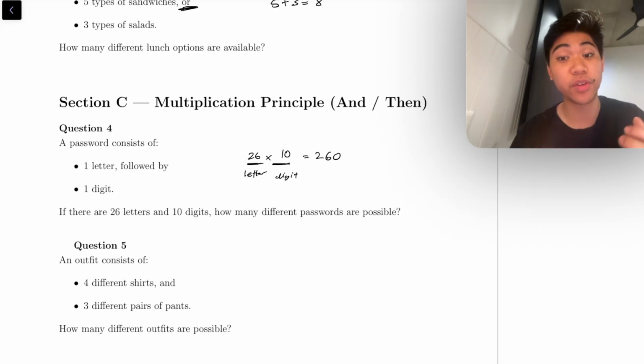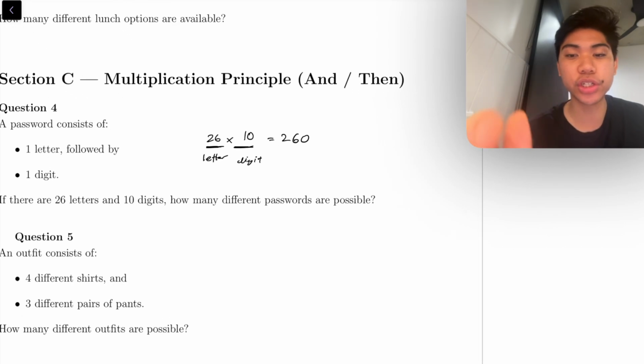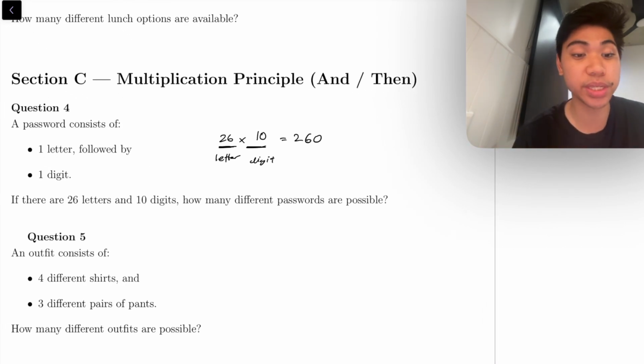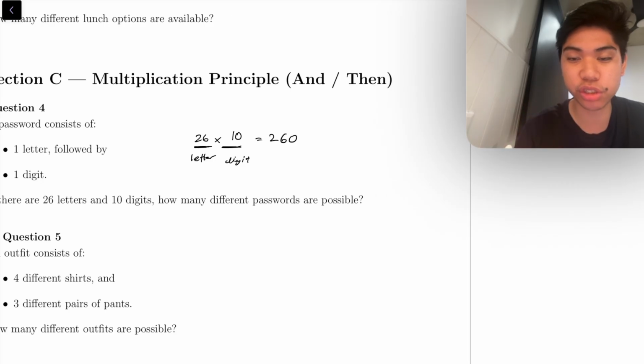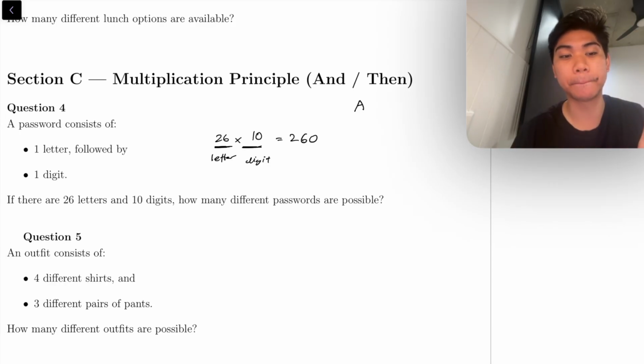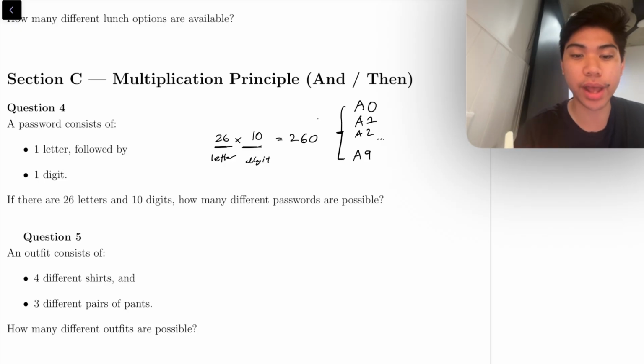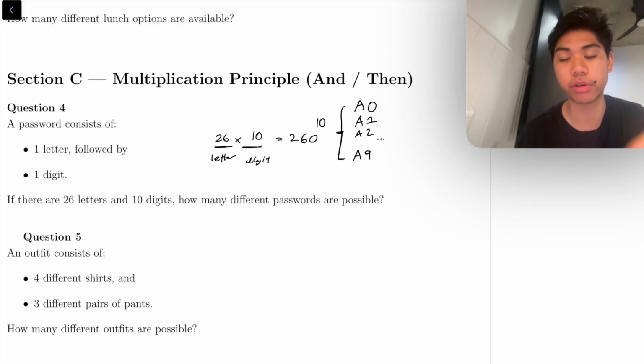Okay, so again, if you want to visualize that and understand why we multiply instead of add, imagine 26 letters from A to Z. Let's choose the first letter, A. If we choose our letter A, then from the 10 different digits, we might have A0, A1, A2, keep going on until A9. So that in total has 10 different combinations, or 10 different passwords that are possible.